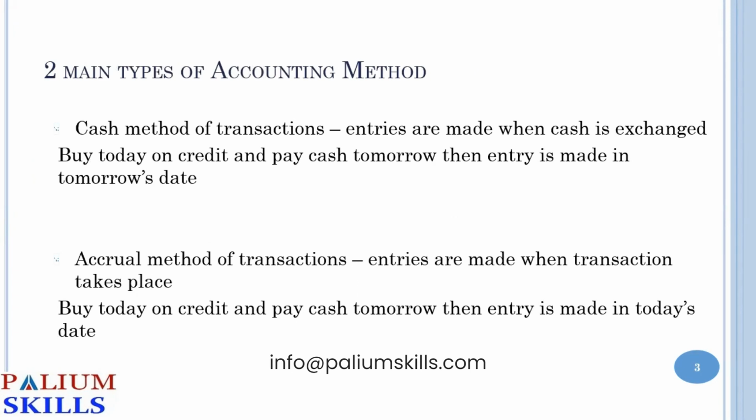There are two main types of accounting method. One is called the cash method of transaction, another is the accrual method of transaction. What is the cash method? Cash method means entries are made, that is, a journal is made, when cash is exchanged. Only when you pay the cash will it be recorded. So you buy today on credit and you pay cash tomorrow, then the entry is made on tomorrow's date.